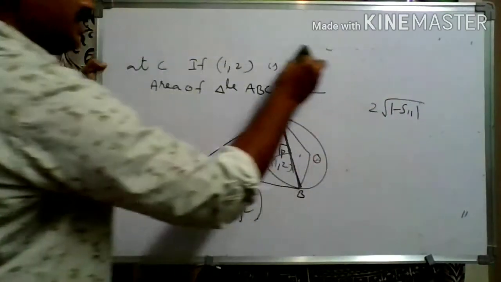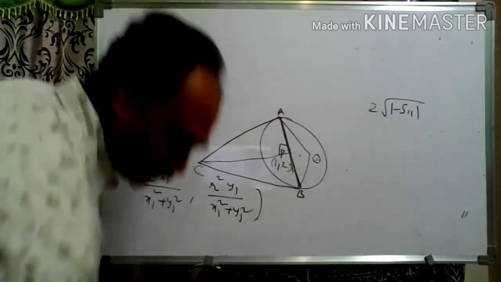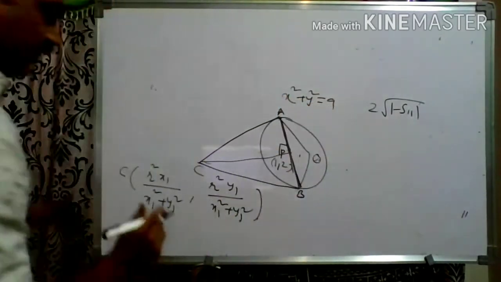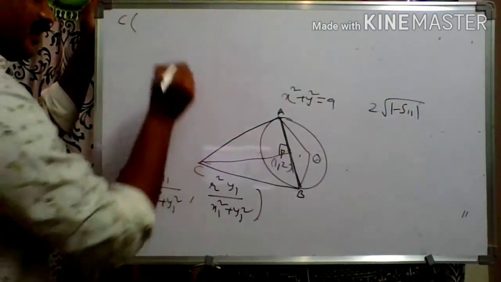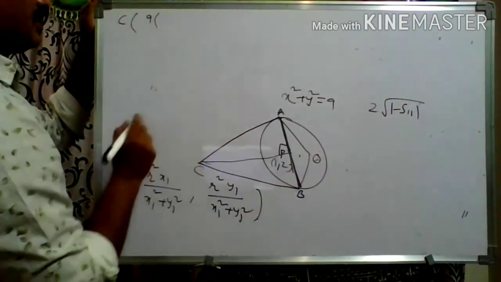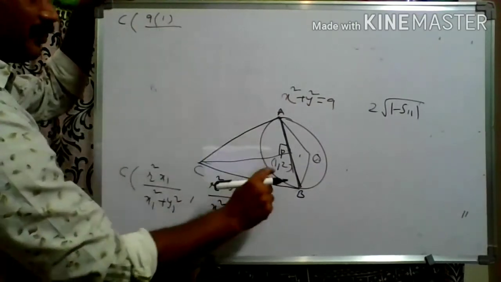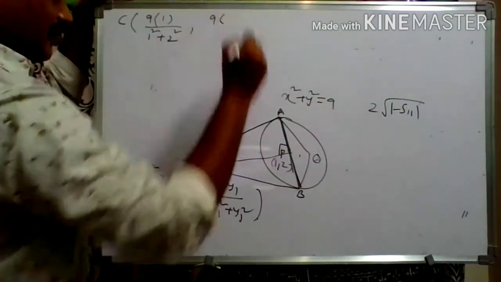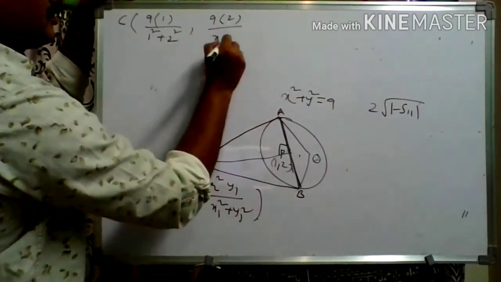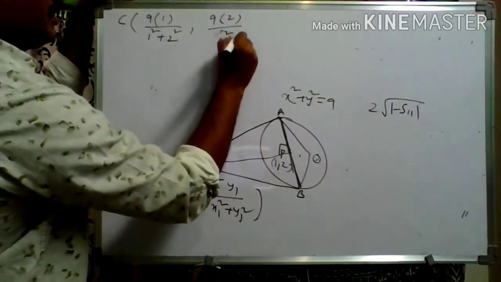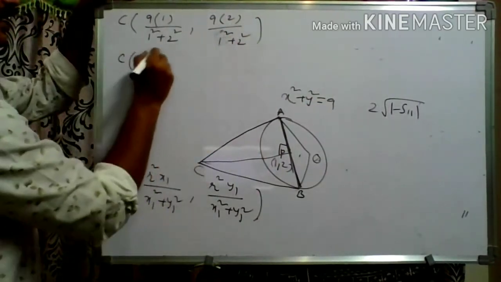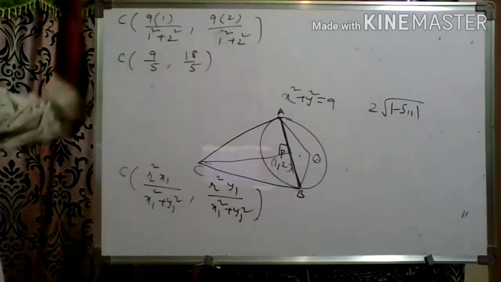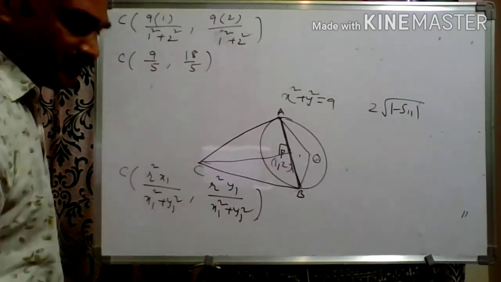Here r square is equal to x square plus y square is equal to 9. Students, first calculate C. What is r square? R square is 9. x1, y1 is 1 comma 2. So C is 9 times x1 by x1 square plus y1 square, 9 times y1 by x1 square plus y1 square, that is 9 by 5 comma 18 by 5. This is point C. Next, students.